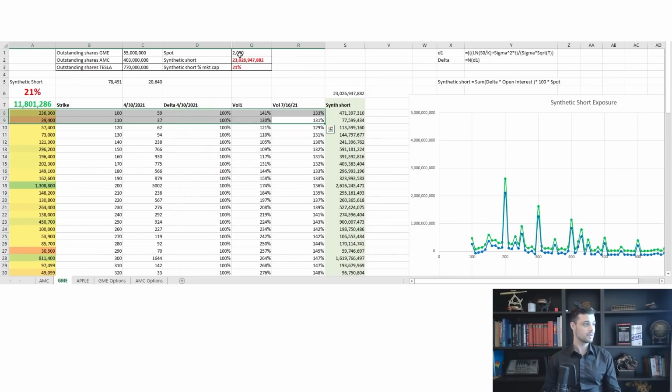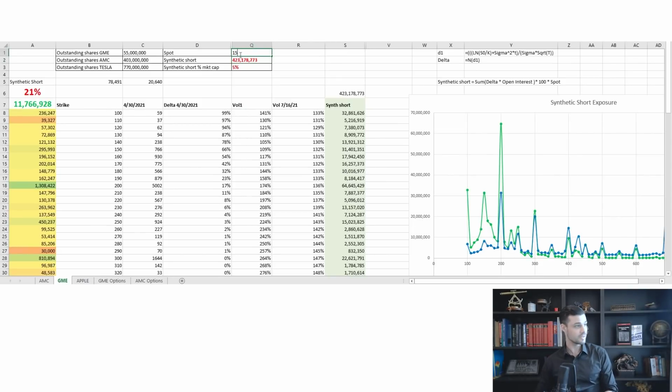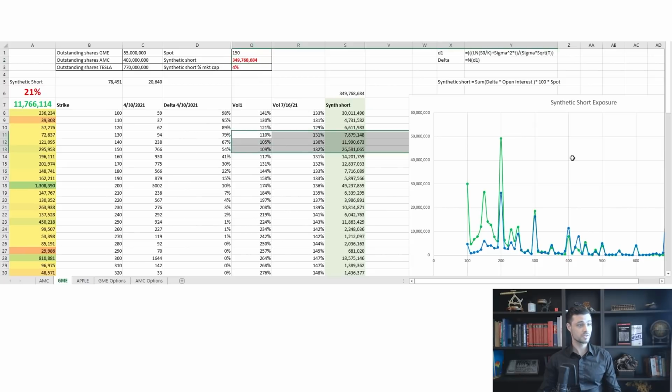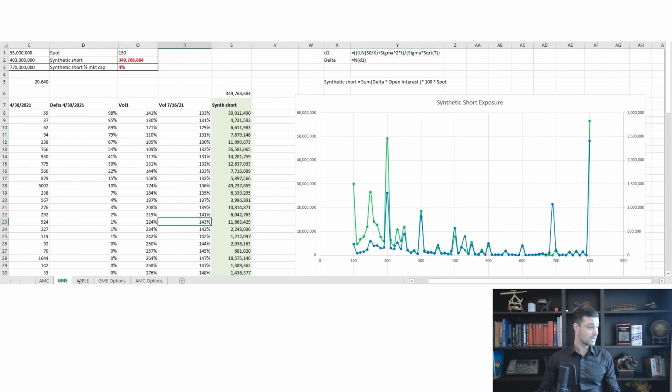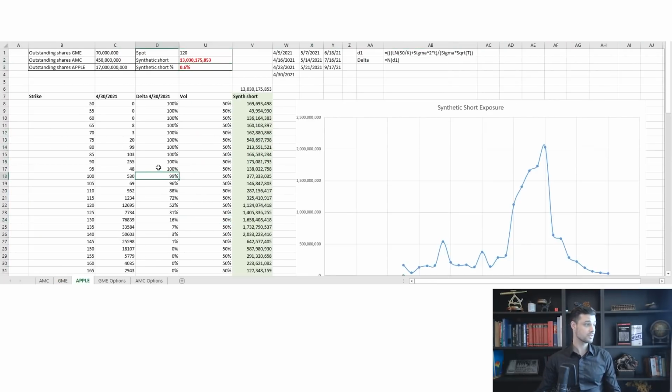All right. So let me go back to 160. This is even 150. So even 5% of synthetic short interest is huge, guys. All right, it's huge. Let me show you just Apple, how it looks.